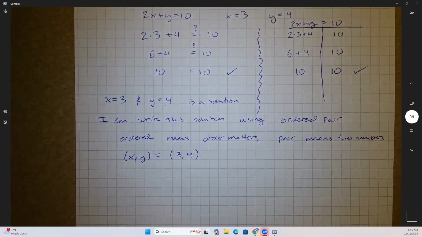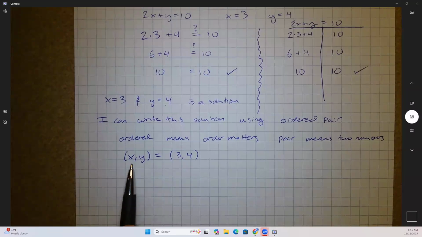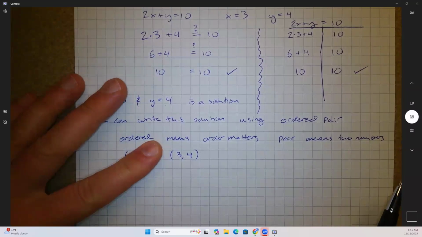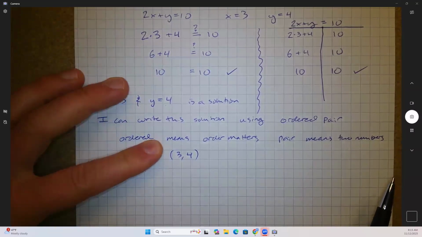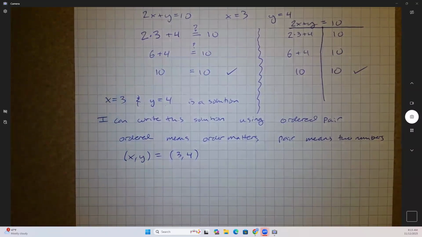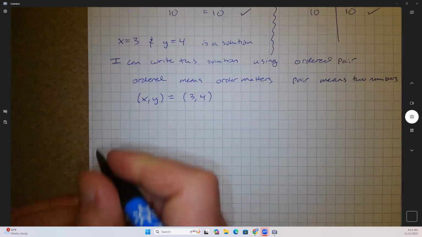This is a really useful tool to keep track of two, and in fact, even more than two, but in general, to keep track of two numbers, to write it as an ordered pair. It's always helpful, and I'm going to ask that you always write it as x comma y equals the numbers and not just the 3 comma 4. Because if you just write that, I don't know 100% which one is the x. I don't know which one is the y. But I want you to write it as x comma y equals 3 comma 4.